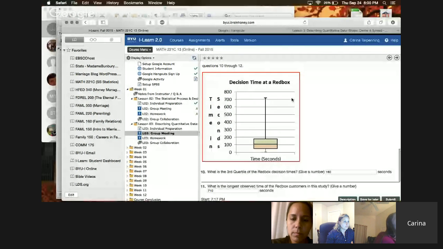Okay. So then the maximum, or the longest observed time, would have to be like 710, right? Okay. Yeah, that's what I'm seeing. Does that sound right to everyone else? Okay.